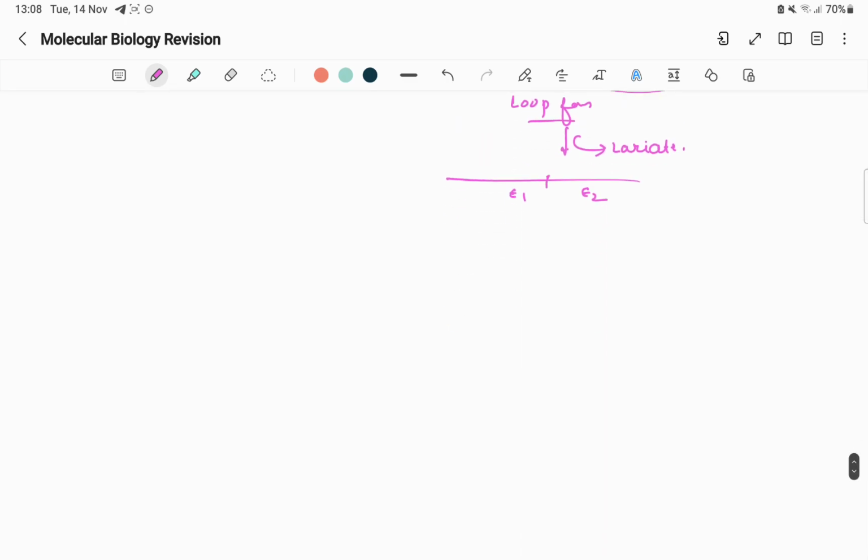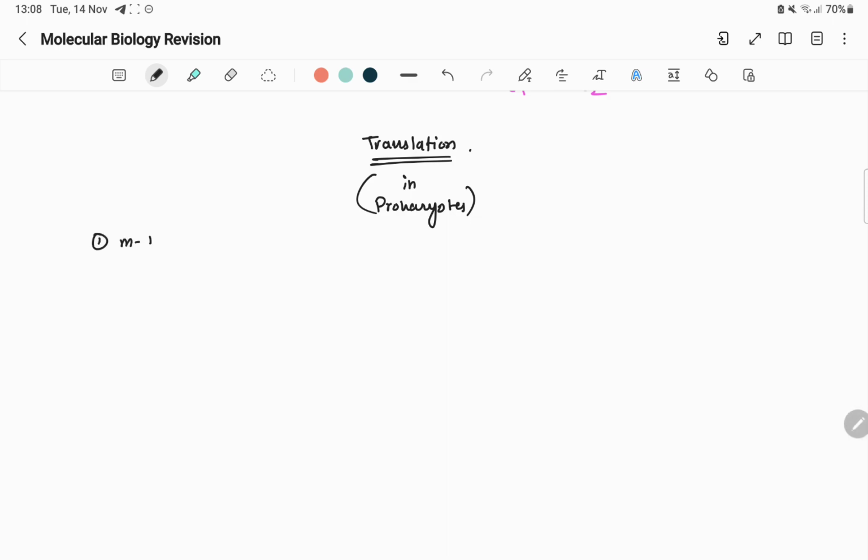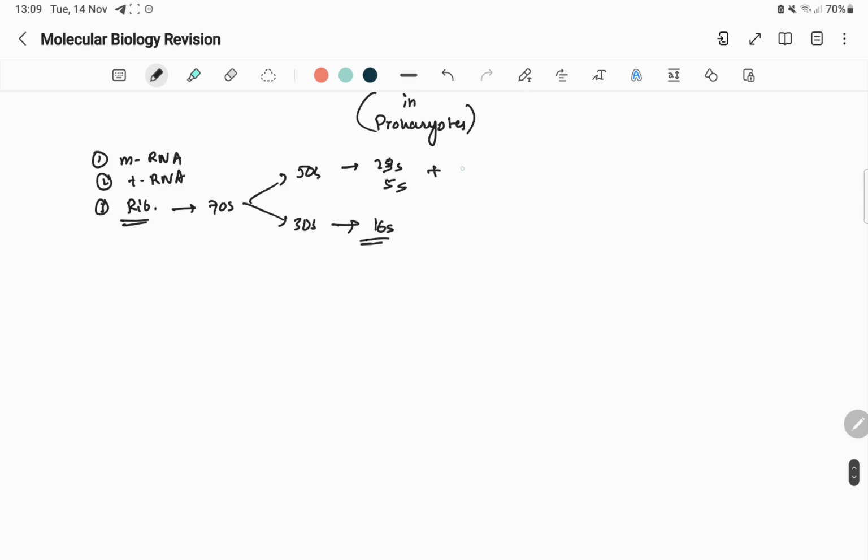Let's talk about the translation procedure, first in prokaryotes. Talking about translation in prokaryotes, we have requirements. We need mRNA and tRNA. We want ribosomes, and the prokaryotic ribosomes are 70S, made of 50S and 30S. 50S has 23S and 5S rRNA, and 30S has 16S. One has about 34 proteins, and the other about 21 proteins.